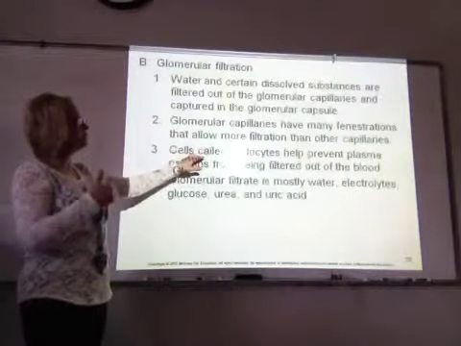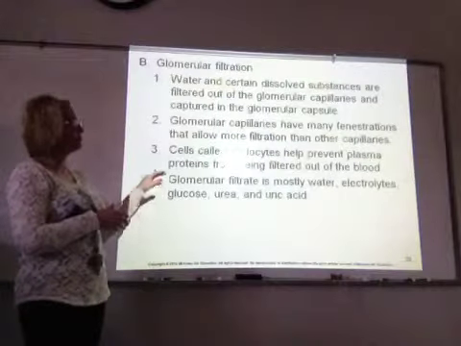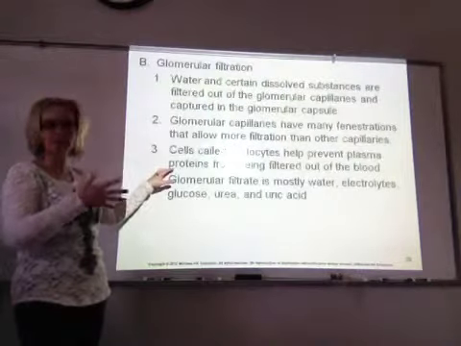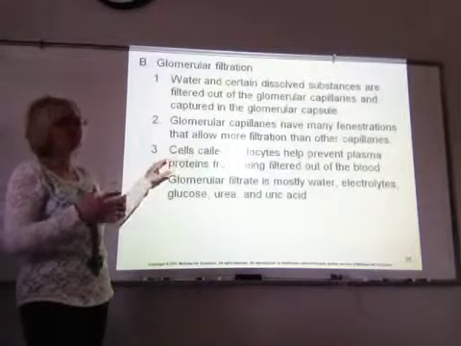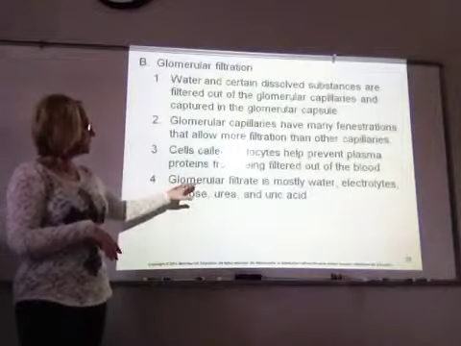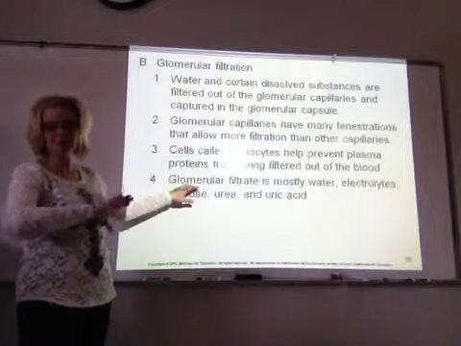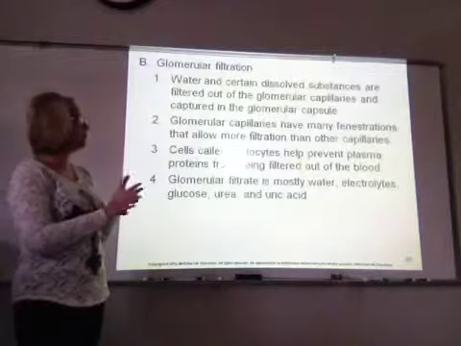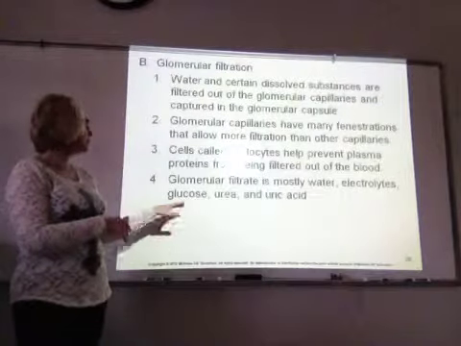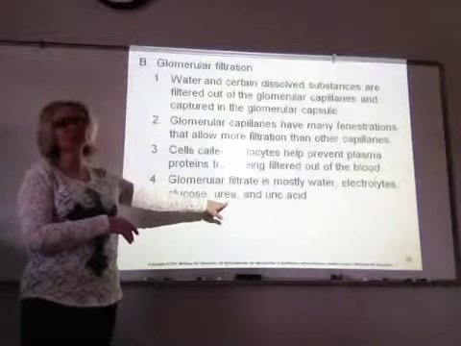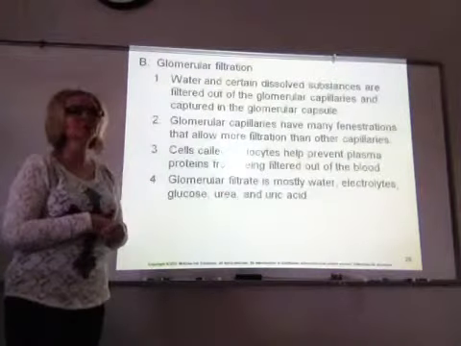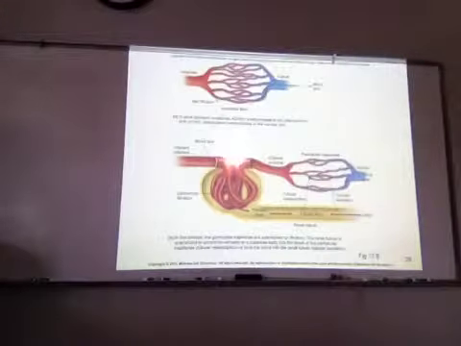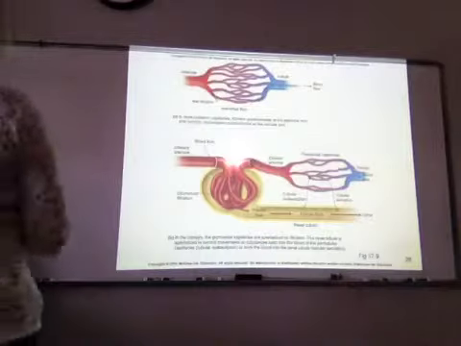Cells called podocytes help prevent plasma proteins from being filtered out. Your plasma proteins we don't want leaving the body, so podocytes make sure that they stay with your plasma. And then the glomerular filtrate, what's filtered out of your blood, is mostly water. Your urine is mostly water, electrolytes or salts, glucose, some sugar, urea, which gives it the smell, and then some uric acid. So those are the main things that are going to be part of your urine.